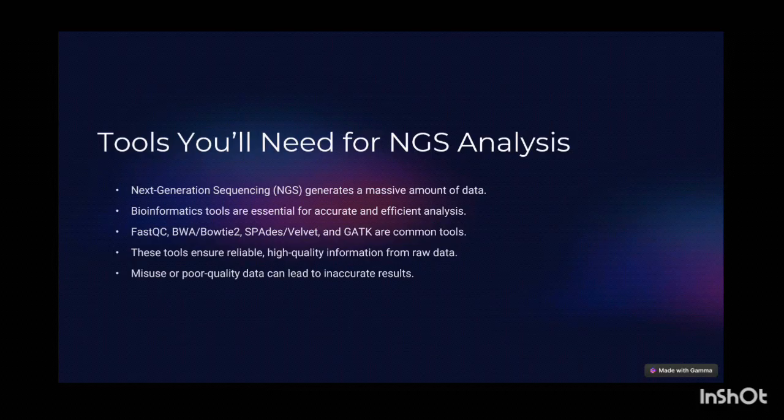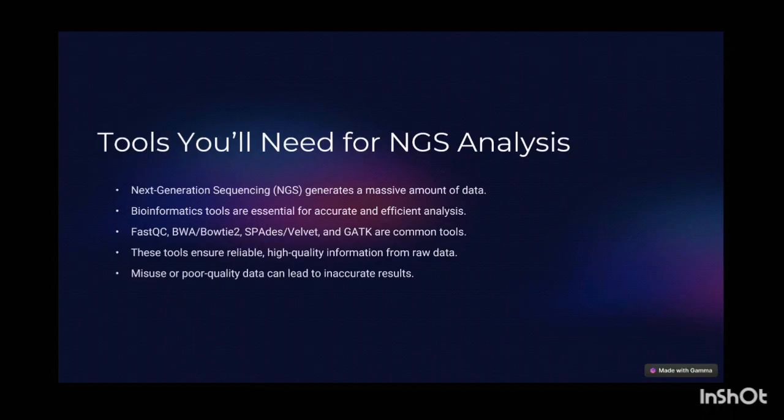Another important tool is BWA or the Bowtie tool. These tools perform one of the most essential tasks in NGS analysis, read alignment. They match your sequenced reads to a reference genome, like in the puzzle. Without this step, you wouldn't know where your sequence fits in the context of a known genome, and you wouldn't identify important variations like mutations or structural changes. For that, we use the Bowtie tool.